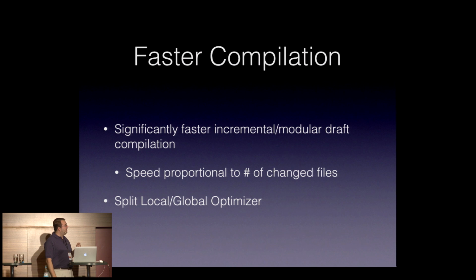So there's also an attempt to design a new, what's called, split local global optimizer. There are some optimizations that the compiler does where it only really needs to look at one file, and there are some where it needs to look at the whole program. What we're doing is splitting those up. The ones that are purely local, we can run on multiple threads and multiple machines, we can parallelize it. And the ones that are global occur at the end, and it should result in a faster global compilation to production.